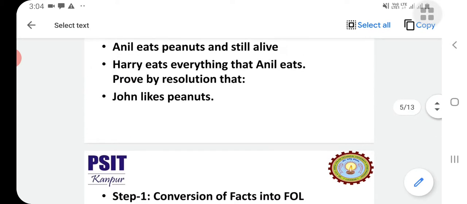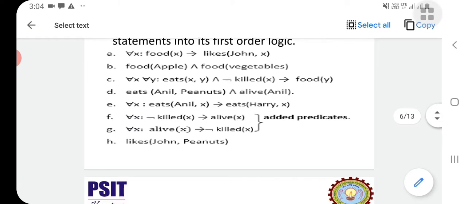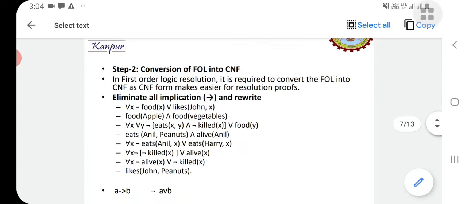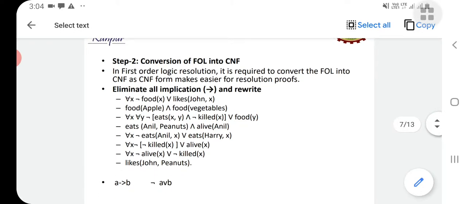Okay, last statement, John likes peanuts. You have to prove this. So John likes peanuts, what will be the conversion? likes(John, peanuts). I hope step number 1 is clear. Now going to step number 2. What is step number 2?